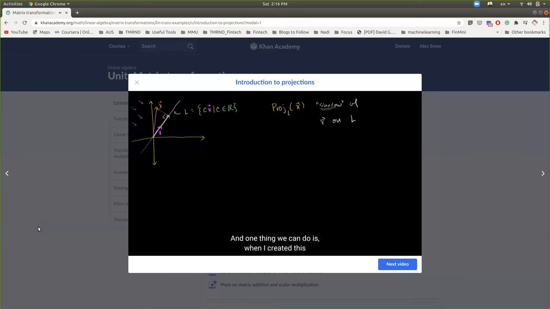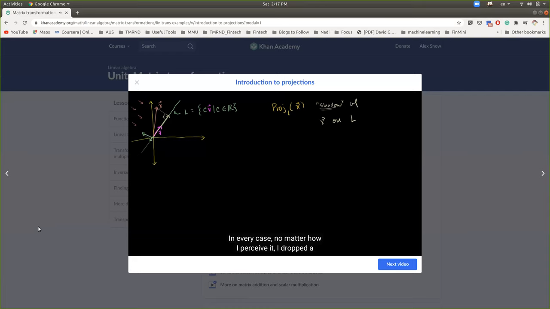And one thing we can do is, when I created this projection, let me actually draw another projection of another line, or another vector, just to get the idea. If I had some other vector over here that looked like that, the projection of this onto the line would look something like this. You just draw a perpendicular, and its projection would be like that. So I don't want to draw it for just this case. I want to give you a sense that it's the shadow of any vector onto this line. So how can we think about it with our original example?